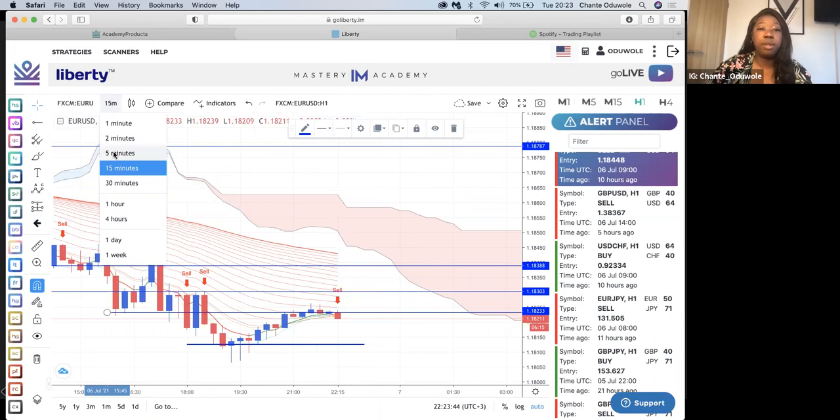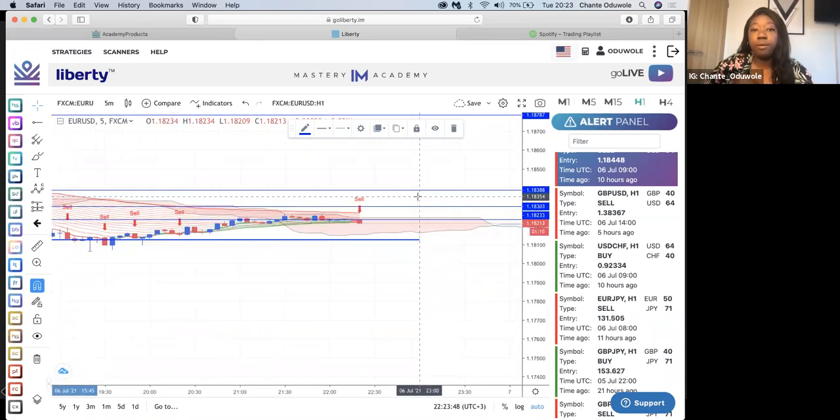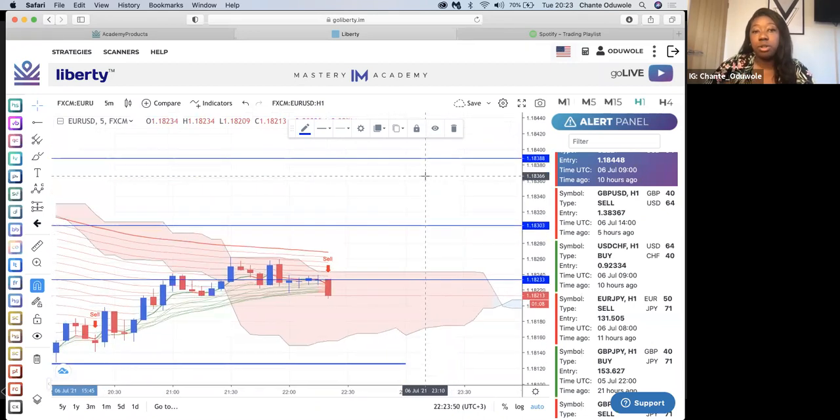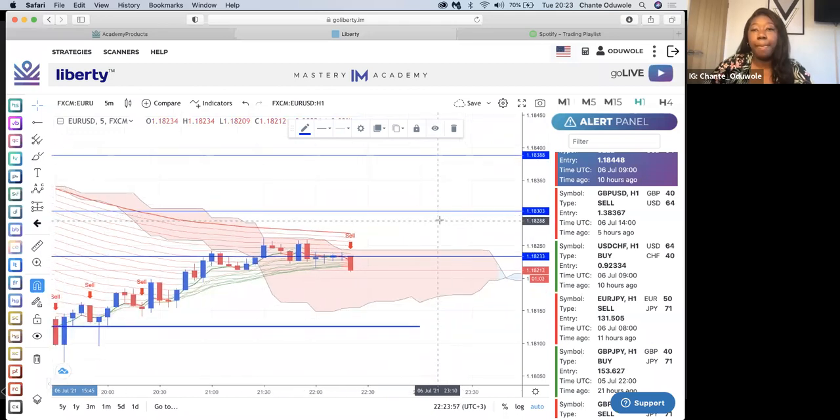If we go to 5 minutes now, you can see that we've got a sell. Is it a good trade to take for a sell? Yes or no, based on what you see, in the chat box. Is that a good trade to take for a sell? Yes or no? Great, so straight away, all of you know that it's a no.